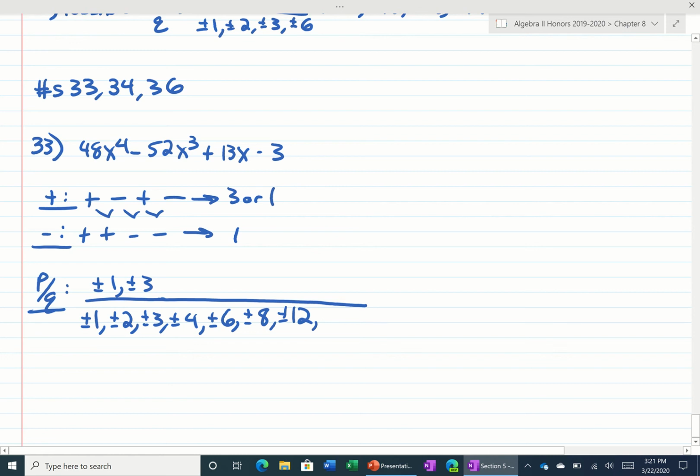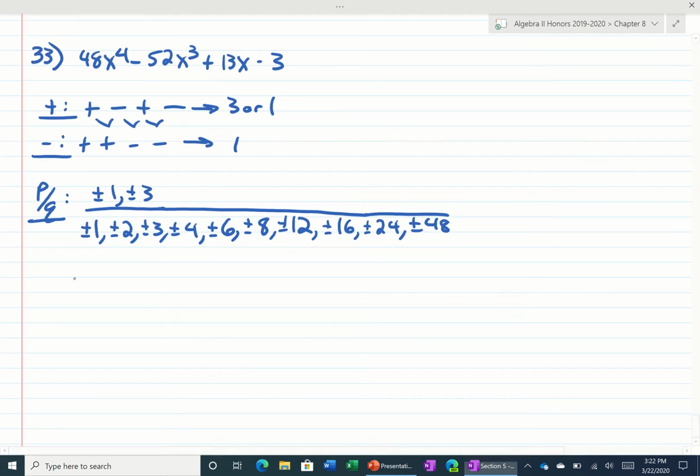Just type this in my calculator. That's 16. I think it's 24 and then 48. So we have a lot of different options. So if we write all these possibilities, plus or minus 1 over 1.